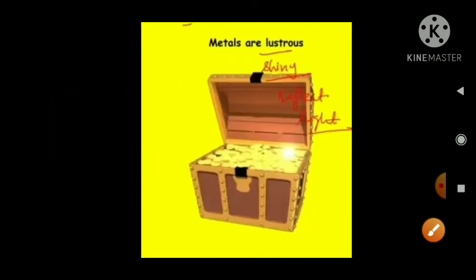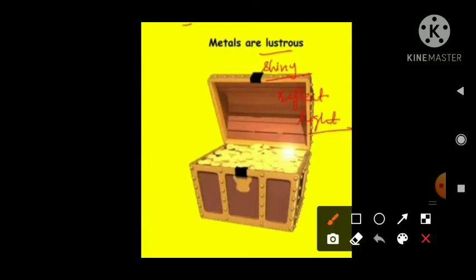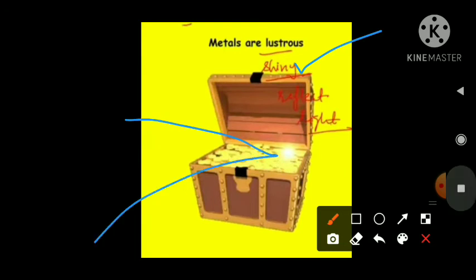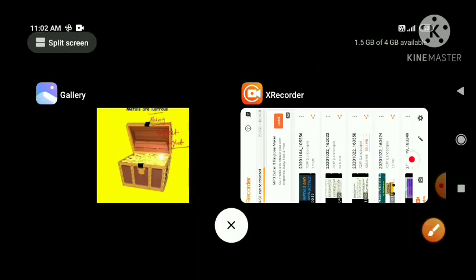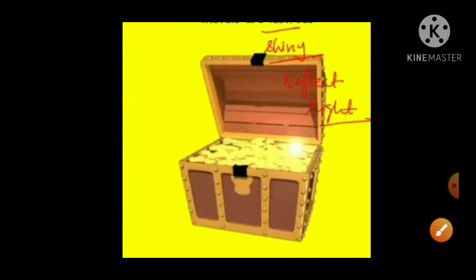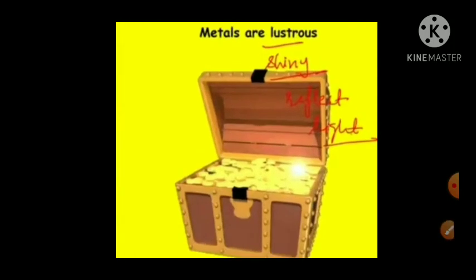Now the fourth is that metals are lustrous. For example, gold, silver, platinum are all metals and very lustrous. They are very shiny and can reflect light very easily. Gold and silver are also good conductors of electricity and have lustrous surfaces, very shiny and able to reflect light. So this is an important property of metals.